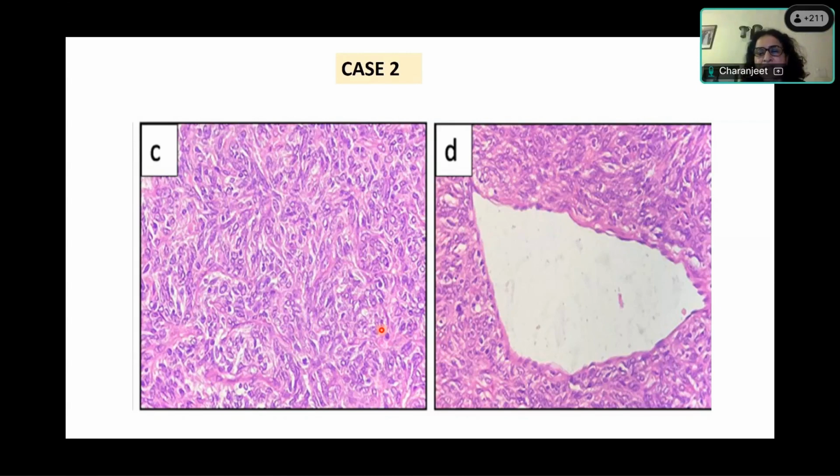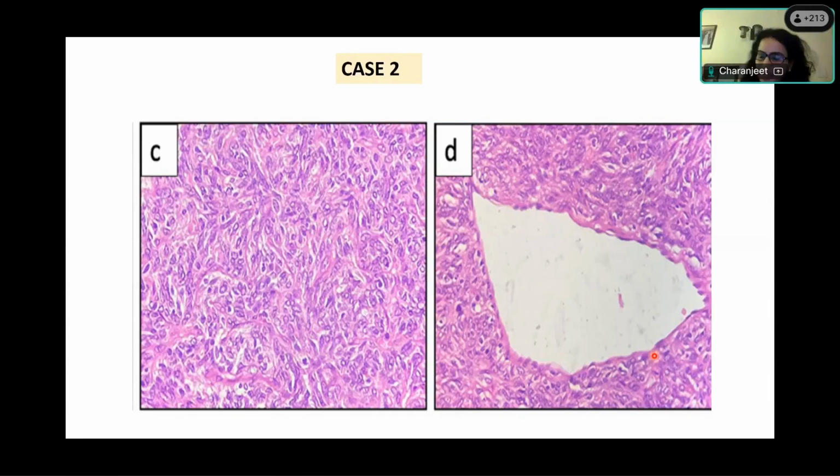In picture D, Dr. Bigray, what are you seeing? What is this that we are seeing? I think it's a cyst, ma'am. Okay, it is a cyst, so cystic change. Can it be anything else? Somebody has written in the chat box, yes, it's a blood vessel. Okay, it is a thin-walled ectatic dilated blood vessel.